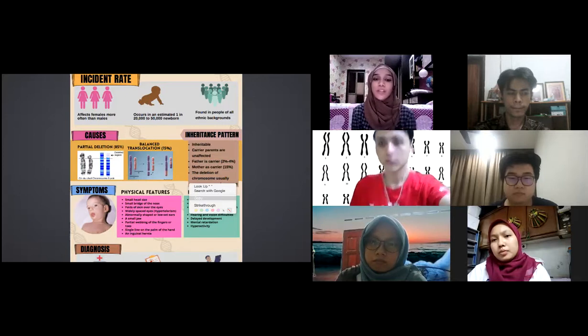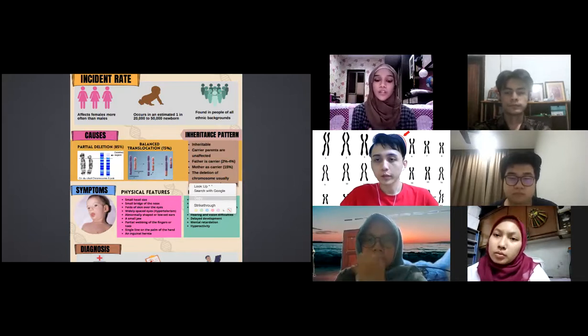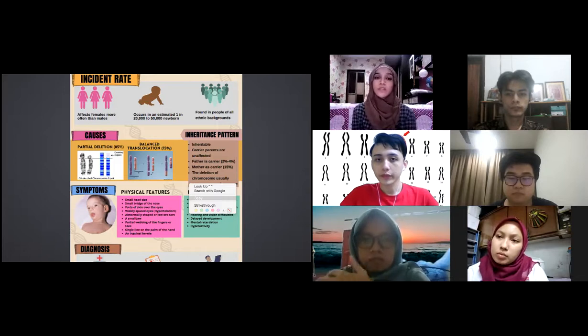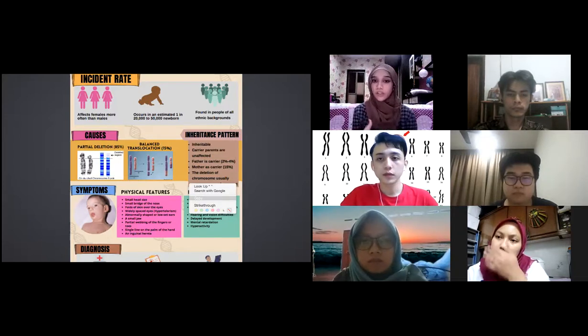Now moving on to the next cause, which is balanced translocation. So we know that translocation is when a part of a chromosome breaks off, but it reattaches to a different chromosome. However, balanced translocation means that it breaks off but reattaches at the same chromosome. Therefore, when you look under the microscope, you will see that there is literally no difference. Therefore, it means that there is no gain nor loss of genetic material. And I know it sounds harmless because it is. It is harmless to the carrier.